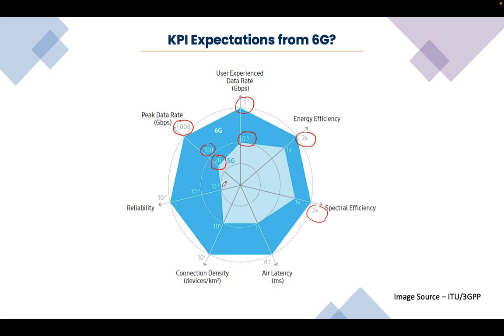The latencies, which were lesser than 1 millisecond in 5G, in 6G the expectation is 0.1 millisecond. The connection density is going to further increase, and now we are talking about 10 million devices per square kilometer. The reliability requirement is changing from 10 raised to the power minus 5 to 10 raised to the power minus 7. So 6G has much stricter KPI expectations compared to 5G, and how we achieve this in the real network is yet to be seen.